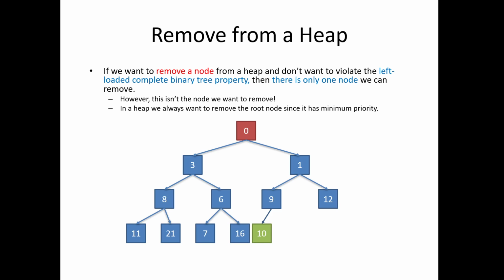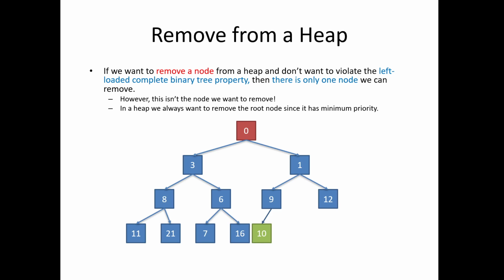Removing from the heap, we're going to rely on some of the same ideas that we applied in adding to the heap. First of all, when we want to remove a node, we're again going to use the same principle, by saying let's try and not violate the complete left-loaded binary tree property. And if we don't want to violate that, that means there's only going to be a single node in the tree that we're going to be able to remove. And that's the one I've got here highlighted in green.